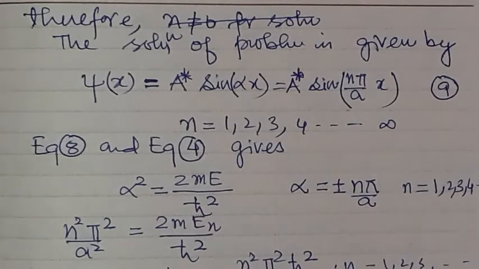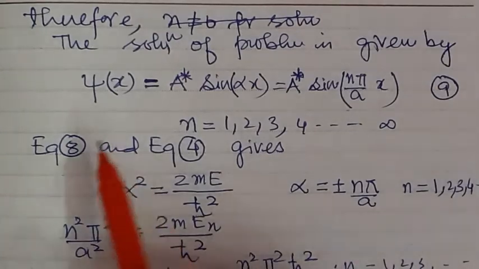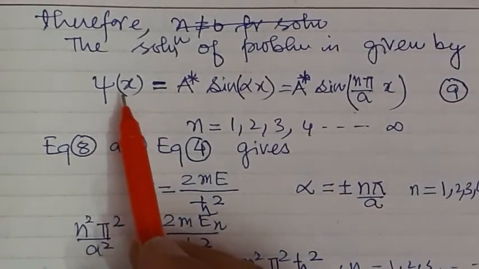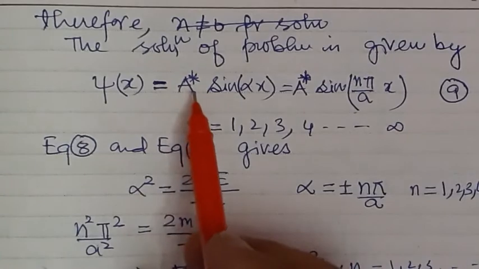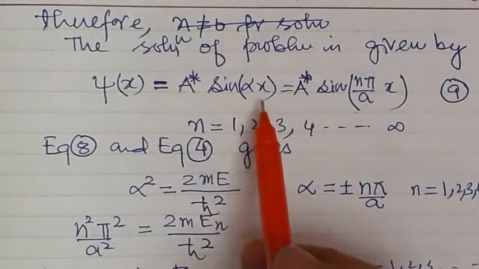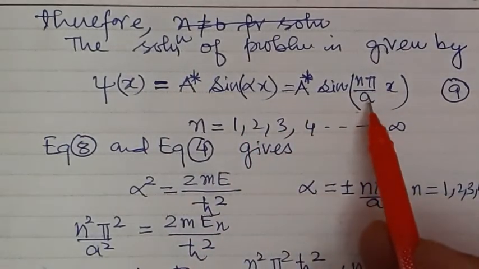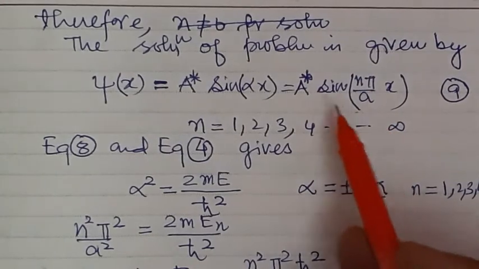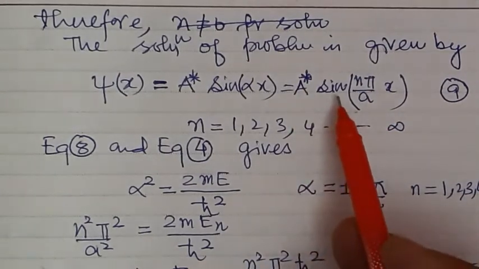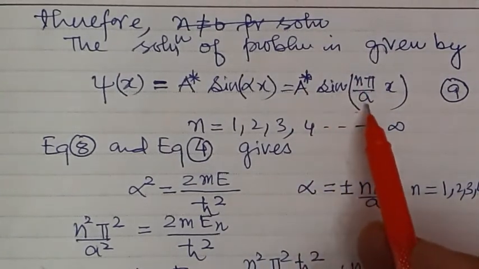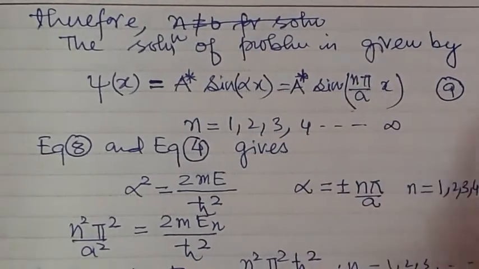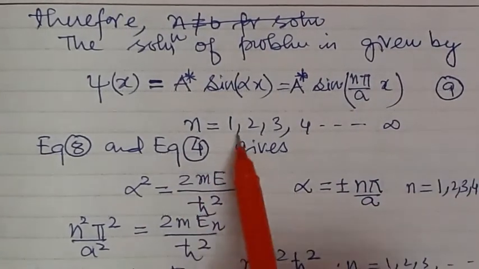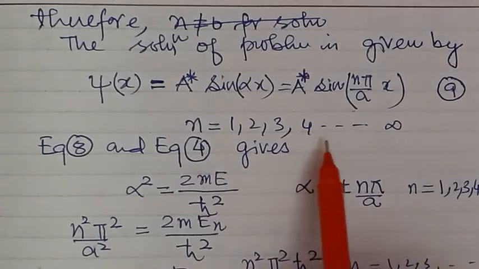So the general solution of the problem becomes psi of x is equal to A star sine of alpha x, where alpha is n pi by a. So A star sine of n pi by a times x, where n can run from 1, 2, 3, 4, 5, 6 and so on.